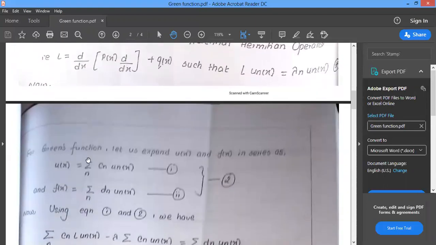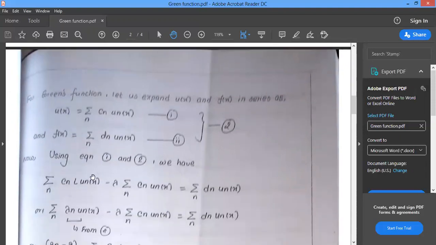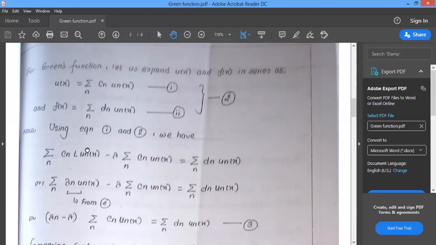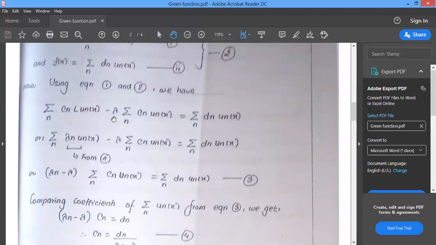For the Green function, let us expand u(x) and f(x) in series: u(x) equal to sum of c_n u_n(x), and f(x) equal to sum of d_n u_n(x). Using equations 1 and 2, we put these values in equation 1 and get sum c_n L u_n(x) minus lambda c_n u_n(x) equal to d_n u_n(x).